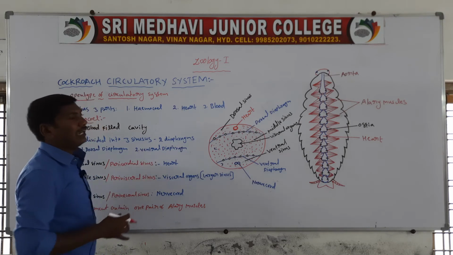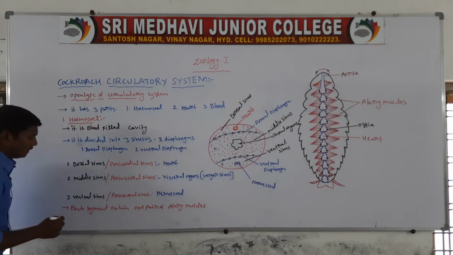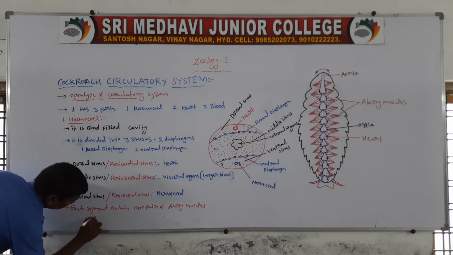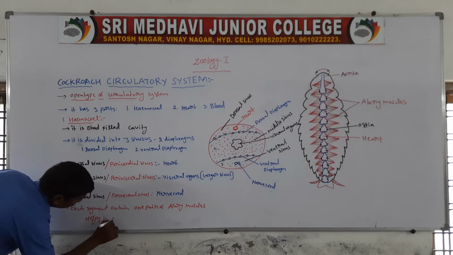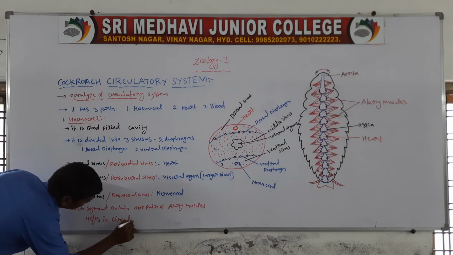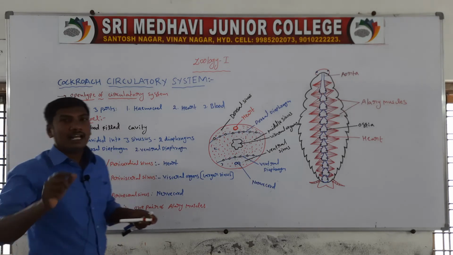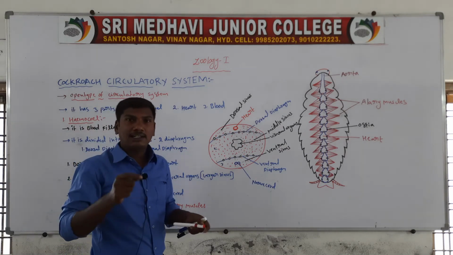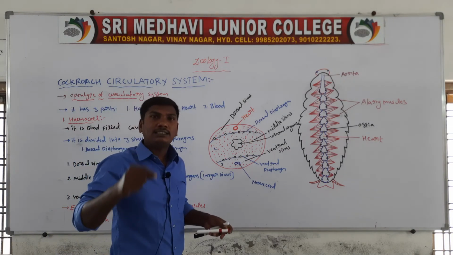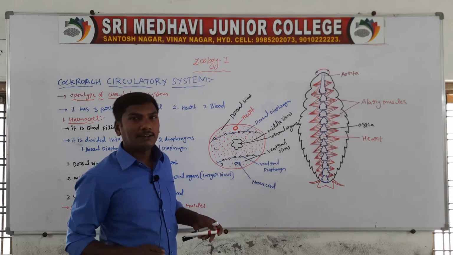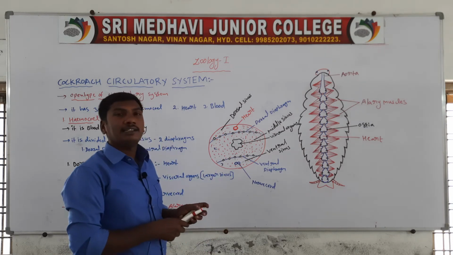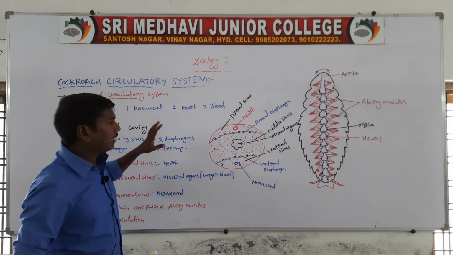These help in the circulation. Each segment contains a pair of triangular muscles. These muscles are called the alary muscles. These muscles help in the circulation. So these are the hemocoel.